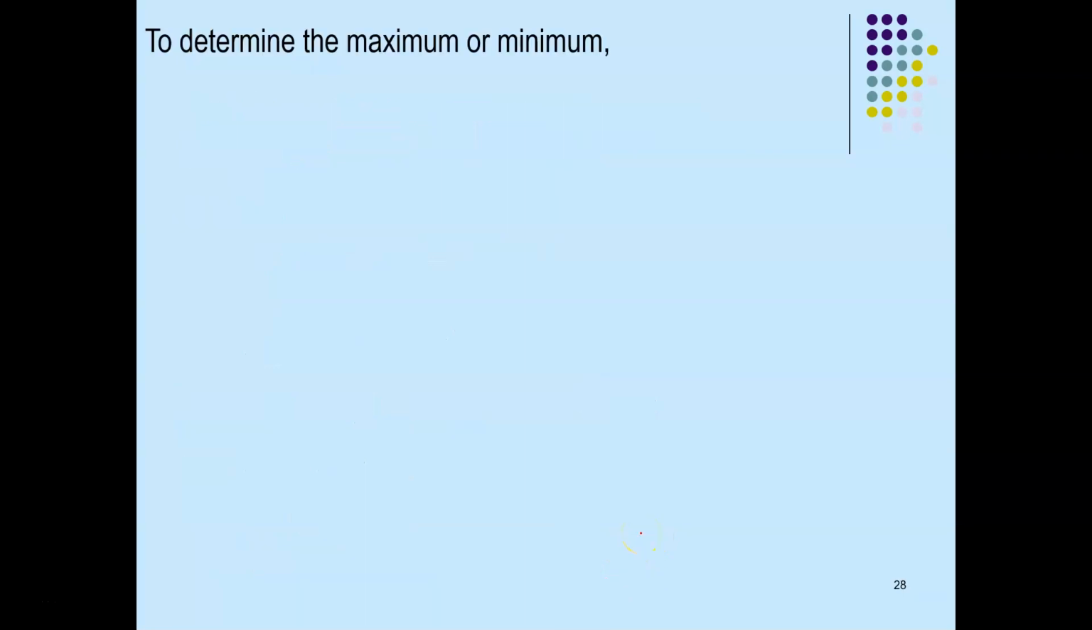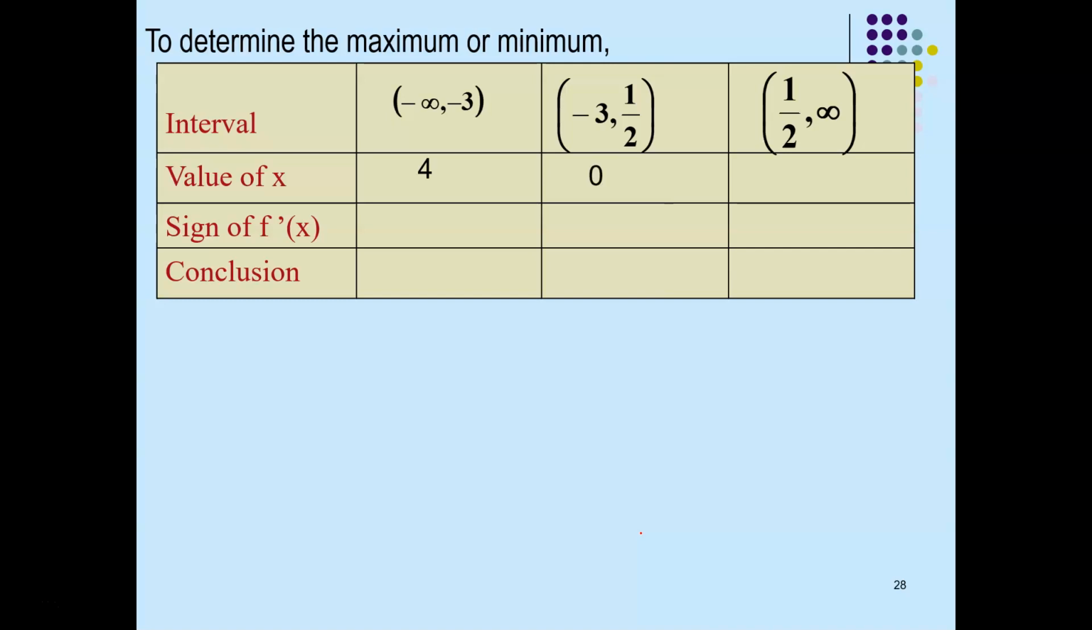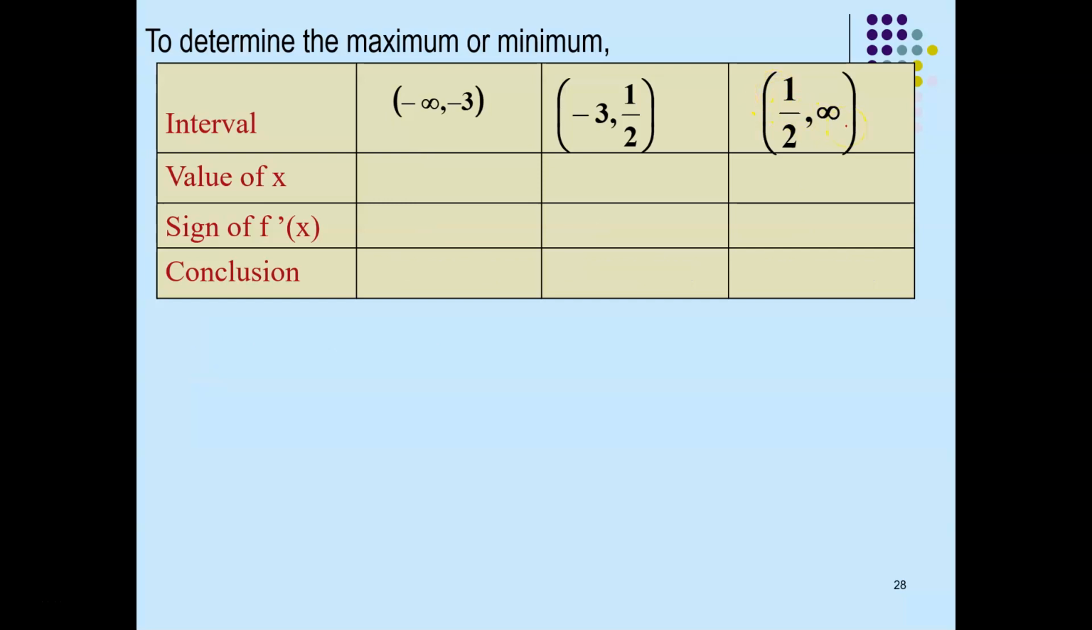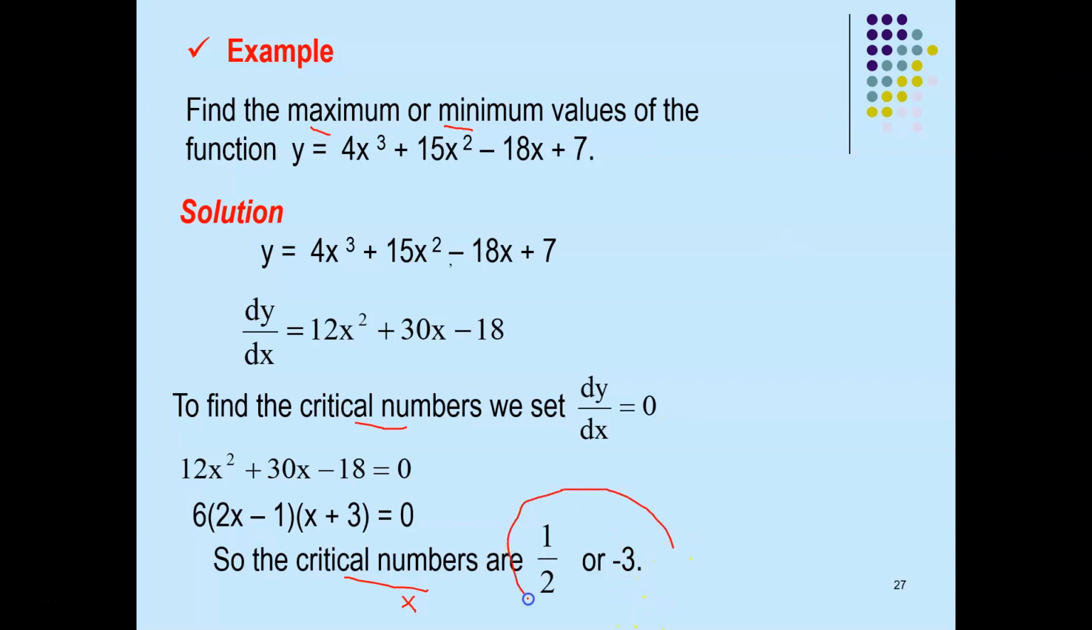Okay. Then what happened is that I already found my critical values. So you need to create your intervals. The first interval starts with negative infinity until negative 3. Then from negative 3 until half. And then from half until infinity. You just play with these two numbers to create the intervals.